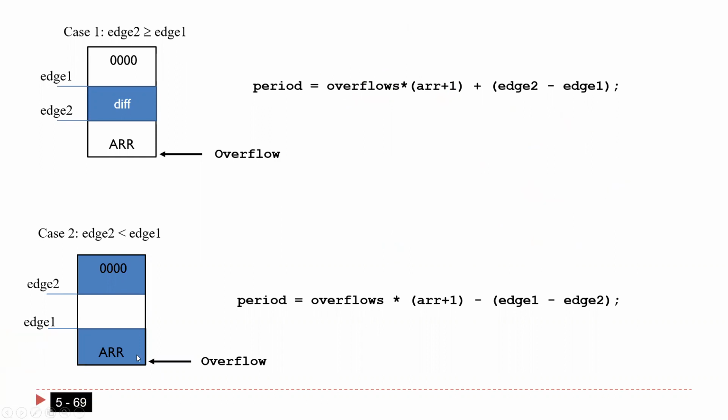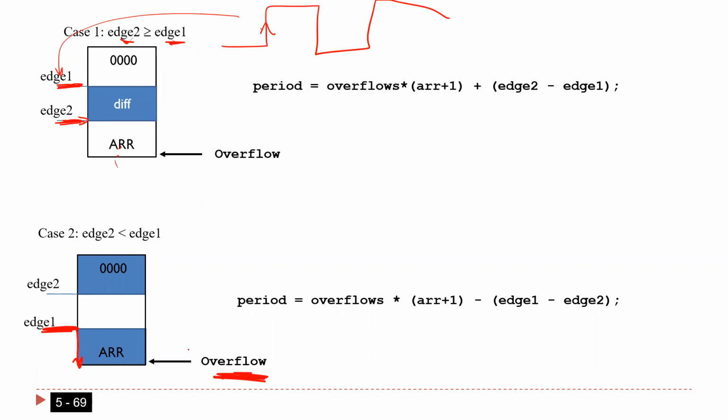Here we have 2 cases. One case is if H2 is greater than H1. This is the first case. That means the count started here. We start from 0 until ARR, and after ARR, we go to 0 again. So see what I did here. The first edge came here, guys, and the second edge was here, where H2 is greater than H1. The second case is if I start from here, come here, trigger overflow, and then come back to here. This is the second case.